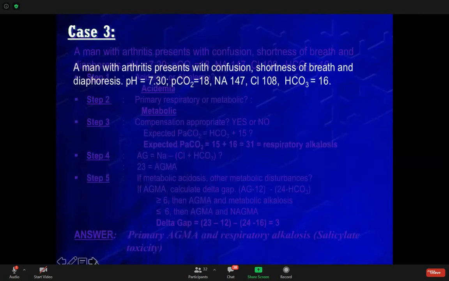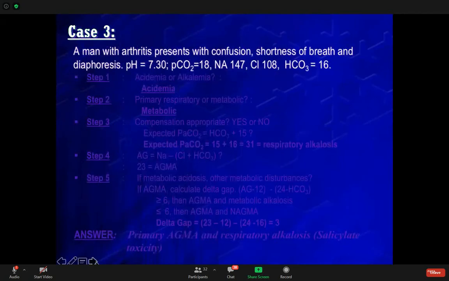يلا بسم الله. So this is a man with arthritis who presented with confusion, shortness of breath, and diaphoresis. So his pH is 7.3. His partial pressure of CO2 is 18, and his bicarb is 16. Yalla. I want to take it from here.